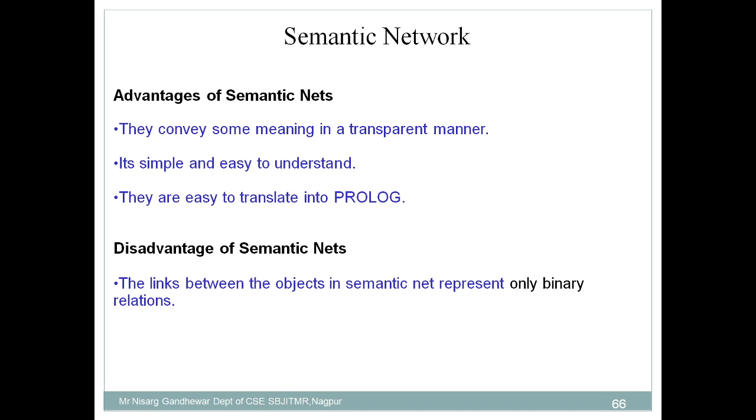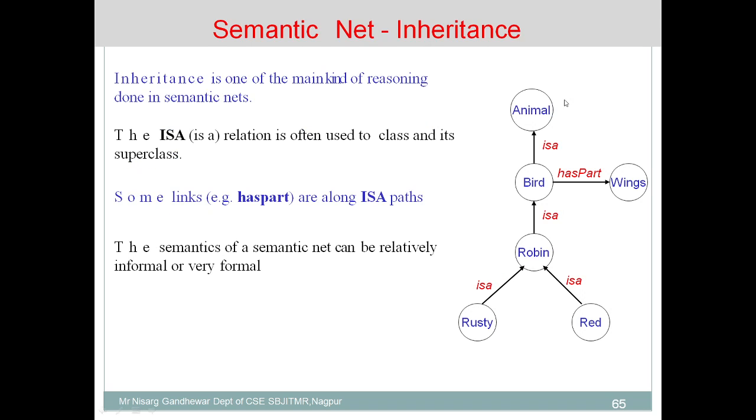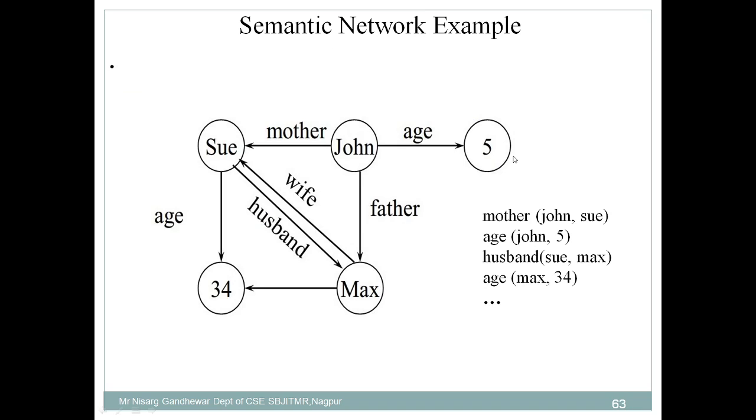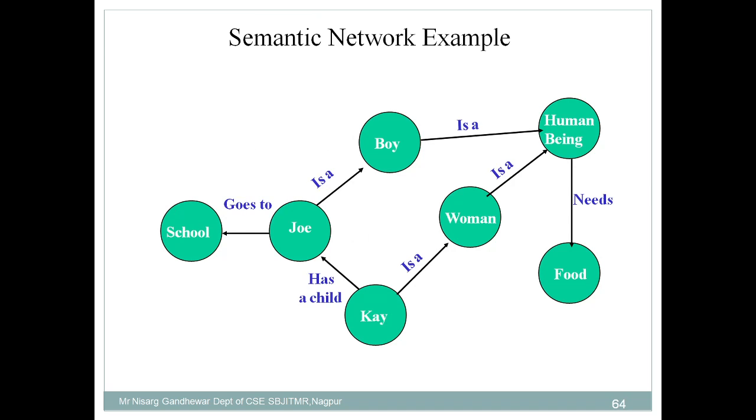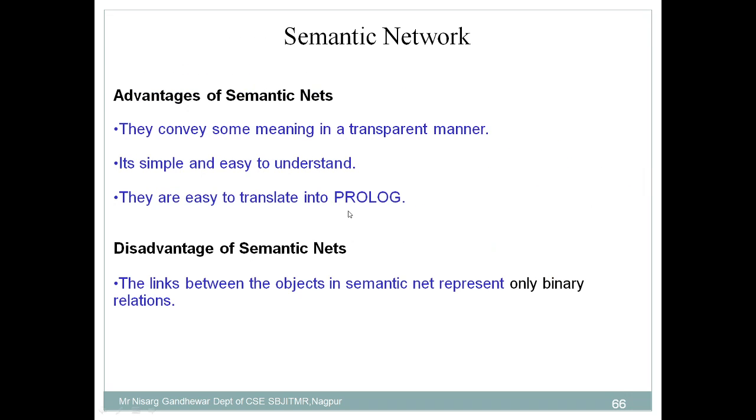So what are the benefits of using a semantic network? The first benefit is that they convey some meaning in a transparent manner. We can see that graphical representation is always more appealing compared to textual data. Users always prefer graphical data. Suppose we show some data graphically, like an image, then it is more understandable. That is, they convey meaning in a transparent manner. The second is that a semantic network is simple and easy to understand. And the third is that they are easy to translate into Prolog.